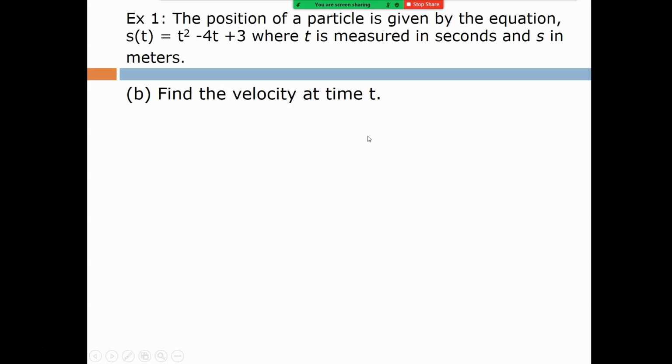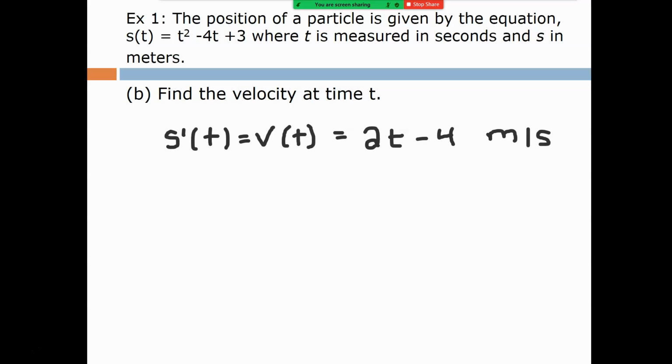Find the velocity at time t. So that's finding the derivative. So s prime of t is equal to the velocity at t, which is equal to the derivative of position, which is 2t minus 4. And again, t is measured in seconds and s is in meters.